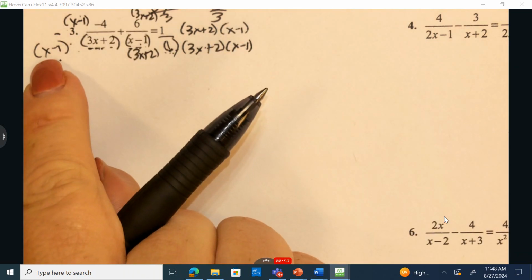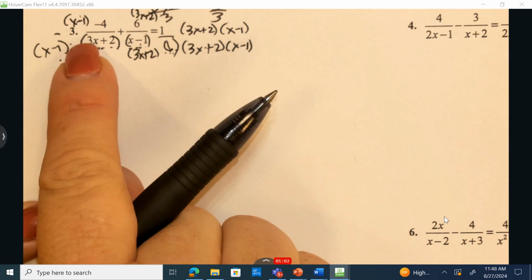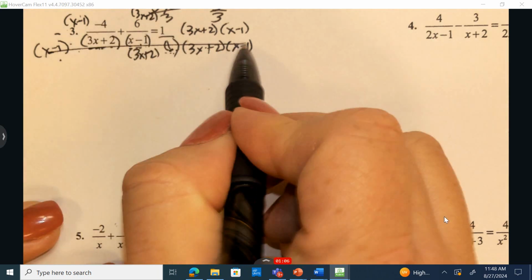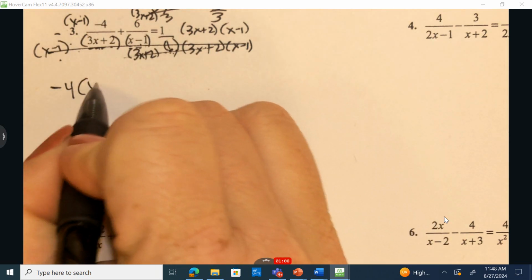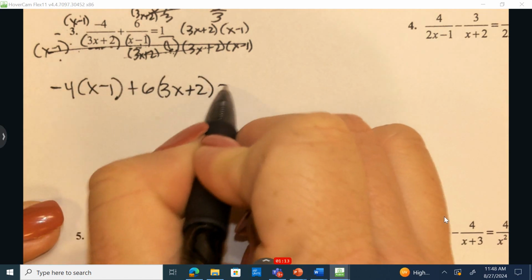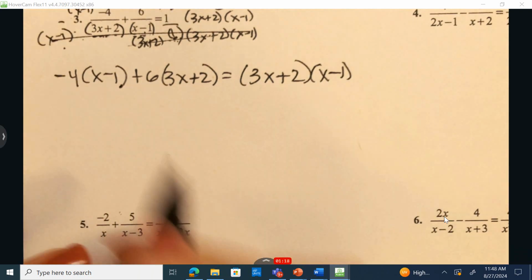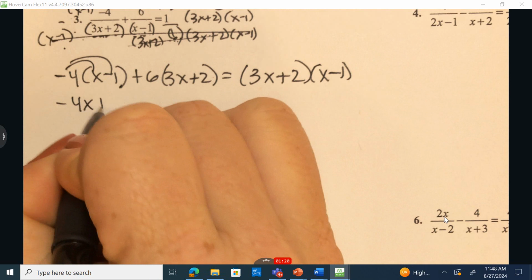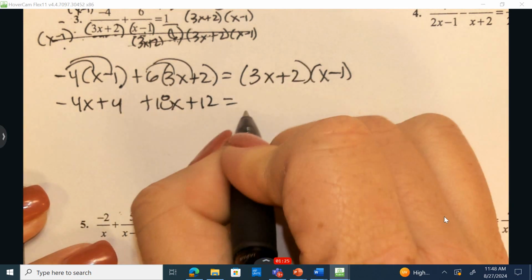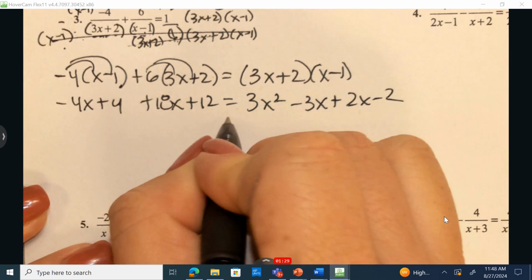Now I have the quantity x minus 1 times the quantity 3x plus 2 in the denominator of the first, the second, and this third term. So I'm able to wipe out the bottoms, and I have negative 4 times x minus 1 plus 6 times 3x plus 2 equals the quantity 3x plus 2 times x minus 1. Okay, we're going to distribute to get negative 4x plus 4, distribute to get 18x plus 12, and now I'm going to FOIL this: front, outside, inside, and last.